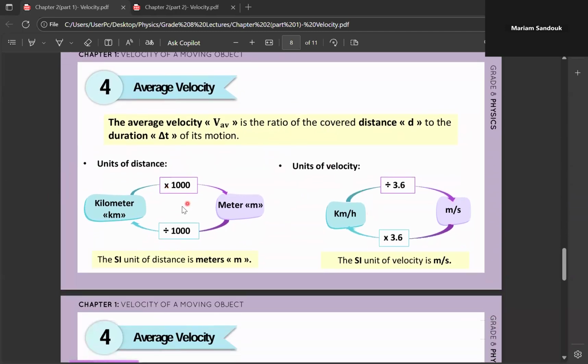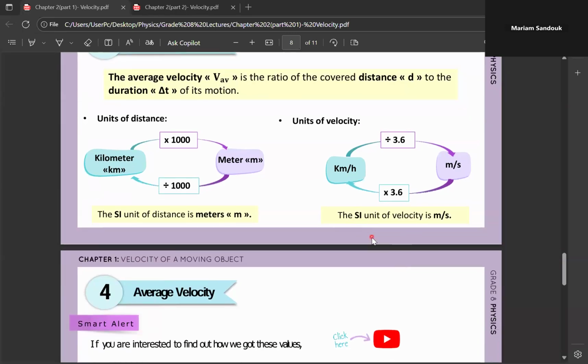Now, here are some important units of distance and their conversions. And we have the units also of velocity. Already we have seen the units of time, hours, minutes, seconds. Now we want to see the units of distance and the units of velocity. Kilometers to meters, we multiply by 1,000. From meters to kilometers, we divide by 1,000. The SI unit of distance is meters. For the units of velocity, from kilometers per hour to meters per second, we divide by 3.6. And from meters per second to kilometers per hour, I multiply by 3.6. The SI unit of velocity is meters per second.